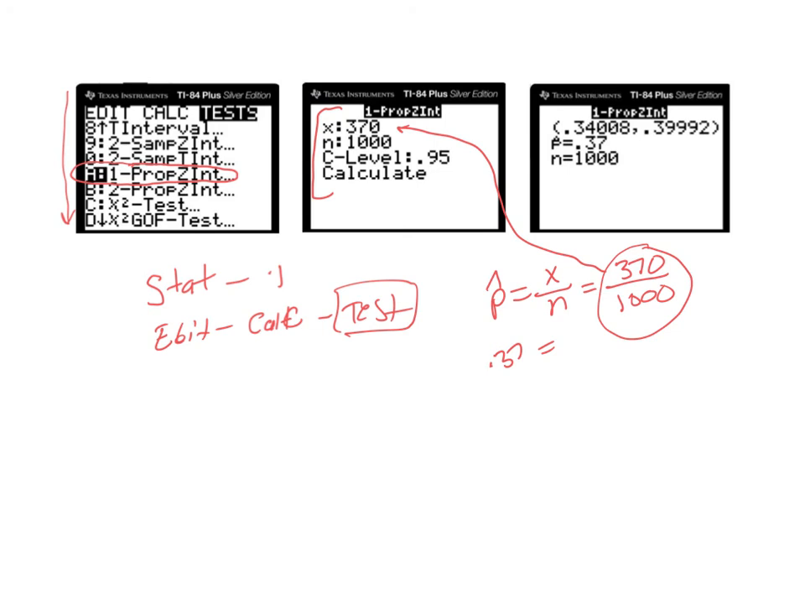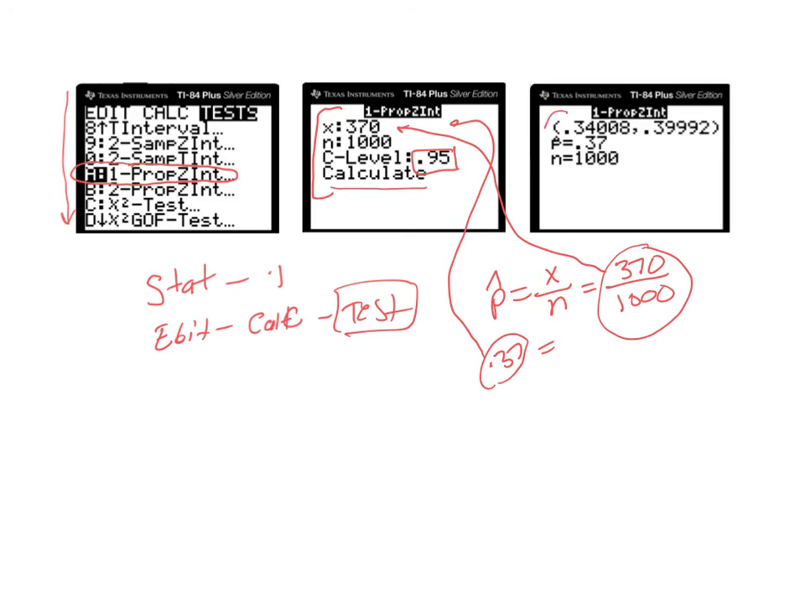Okay? If you just typed in the 37% up here, in one of those spots, you'll get an error statement. Okay? So be careful about that. You have to type in that fraction. And then the confidence level, you pick this. We wanted 95% confidence, so you just type in 0.95. If you wanted 90%, you'd type in 0.90. If you wanted 99%, you'd type in 0.99. And then you just hit calculate.